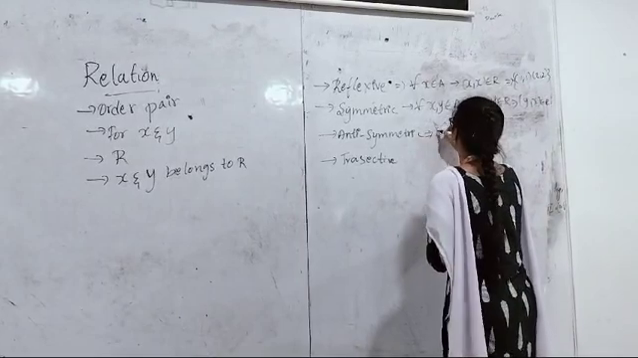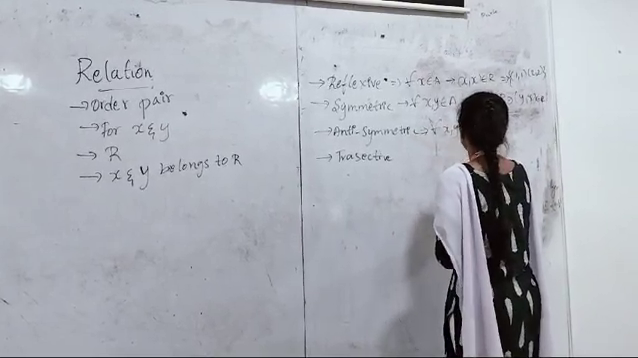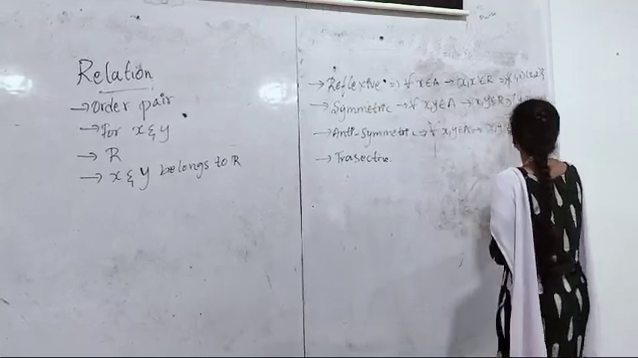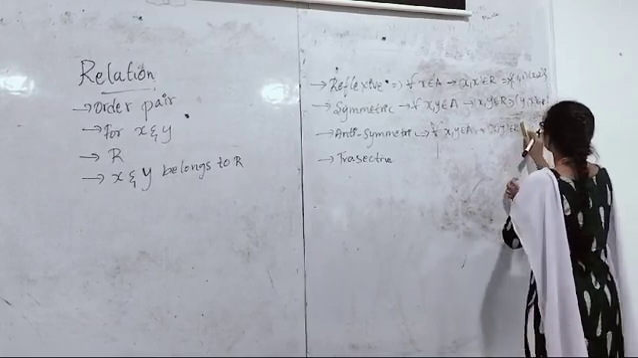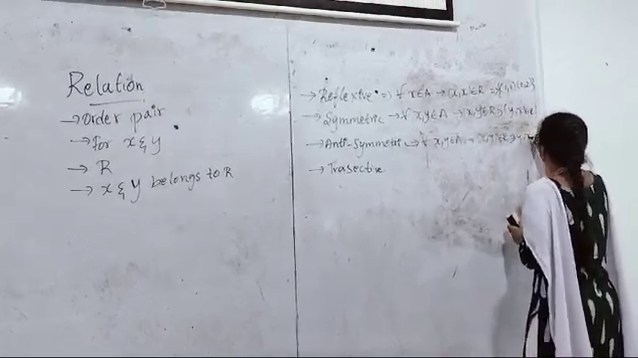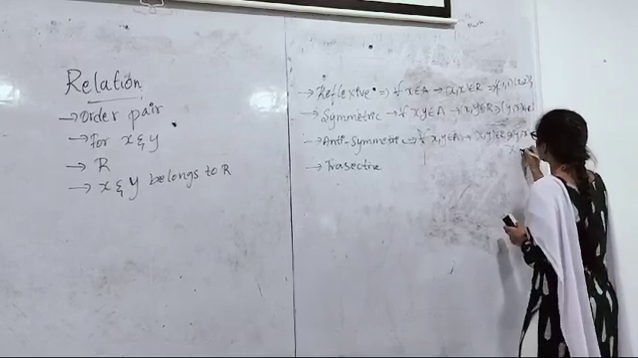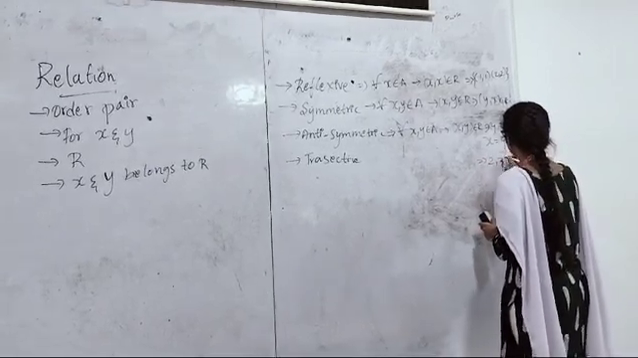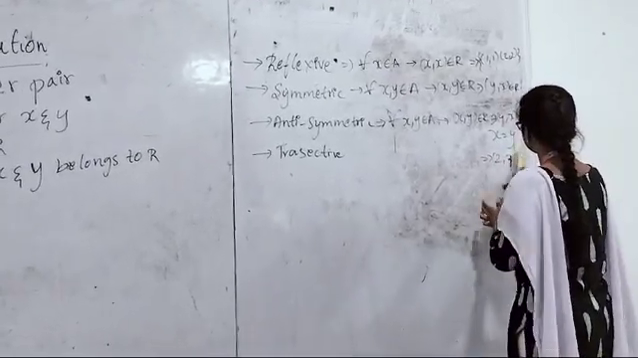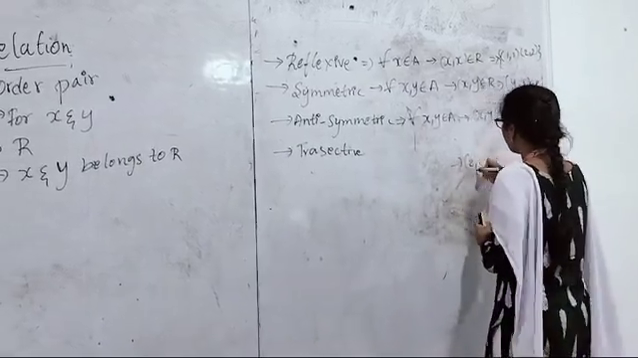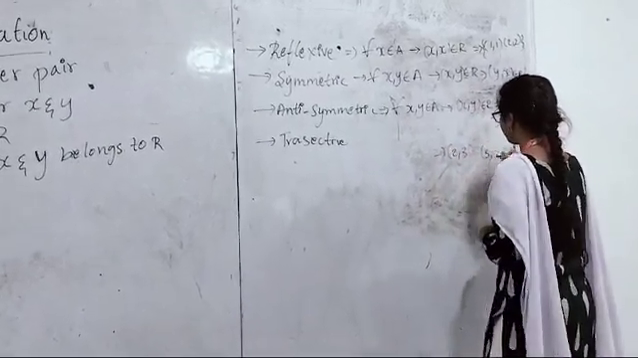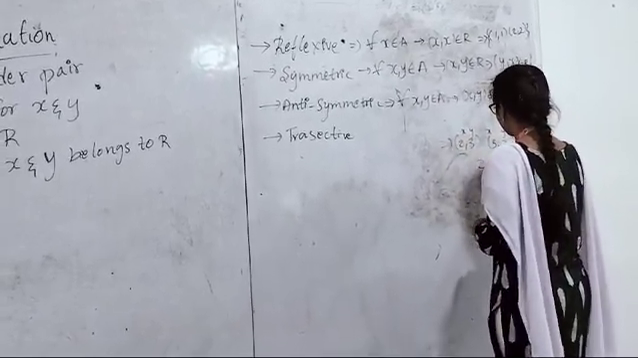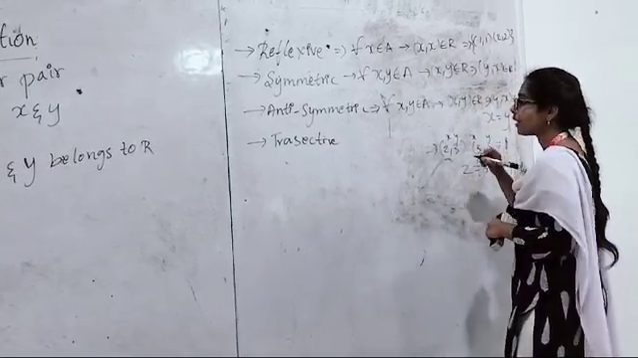Antisymmetric, for all x, y belongs to A, (x, y) belongs to R, and (y, x) belongs to R, then x is equal to y. For example, (2, 3) and (3, 2), x and y. 2 is not equal to 3, so this is not antisymmetric.